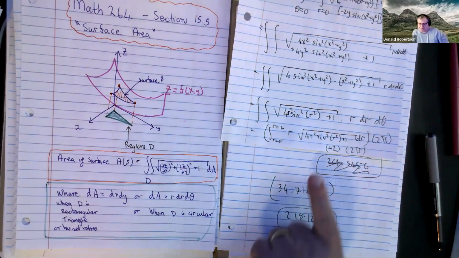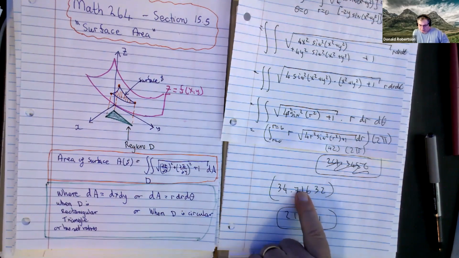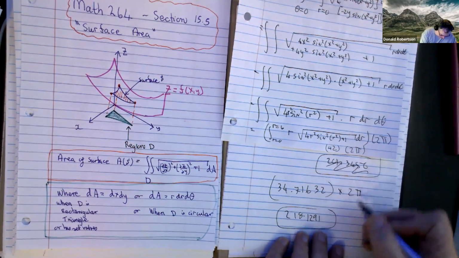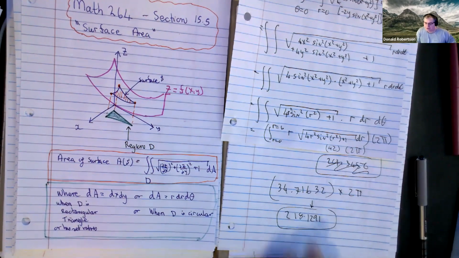How are we doing? Okay with that last one? Right. Got this guy, was that amount. Times it by 2 pi. That's your answer to 4 decimal places.